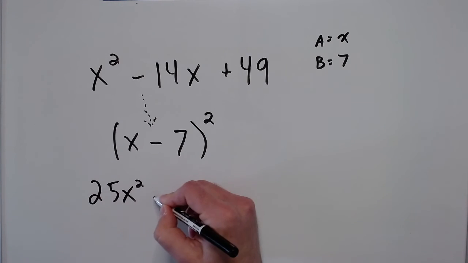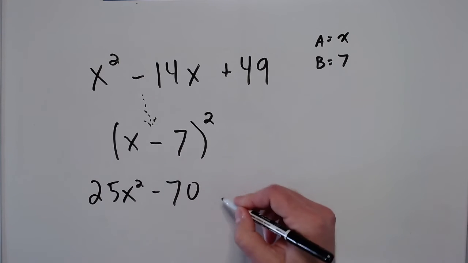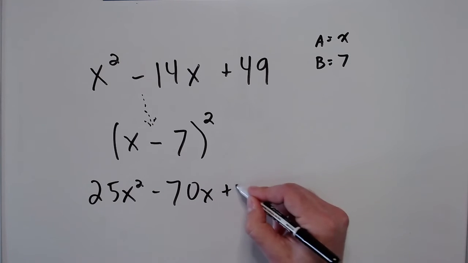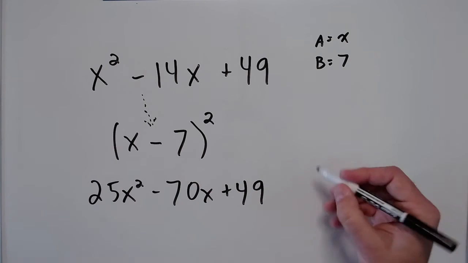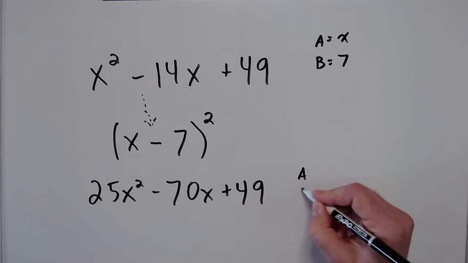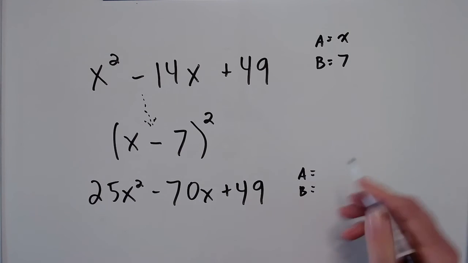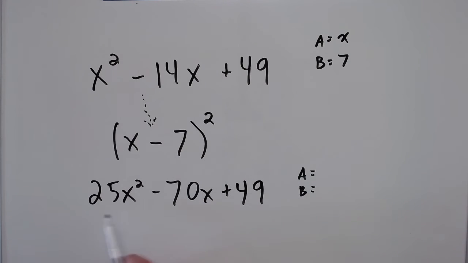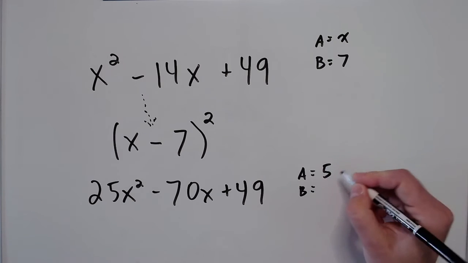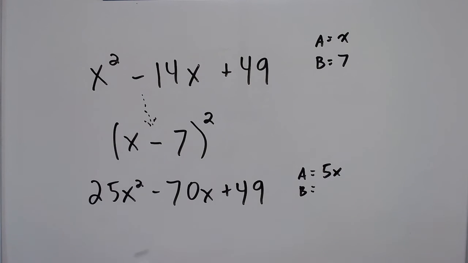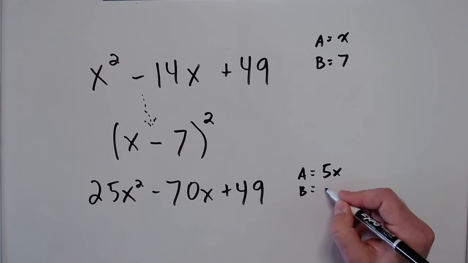Let's do something a little more complicated looking, but I'm sure we can handle it. 25x squared minus 70x plus 49. Okay, so I'm going to write down again a and b. So a, what is one term squared? So 25x squared. What do we square to get 25x squared? Should be 5x, and this is 49. Oh, we just did that, 7.